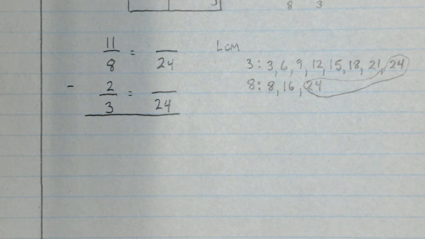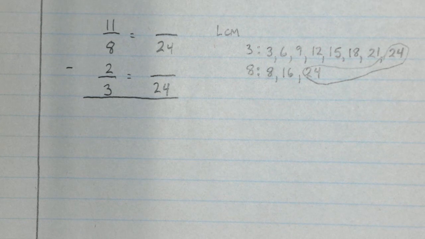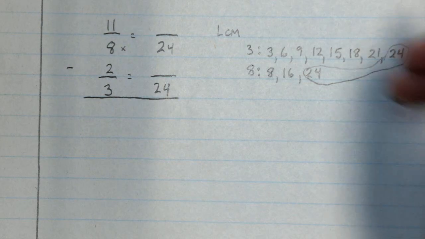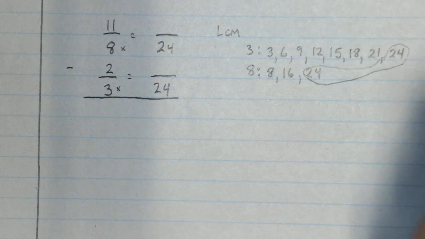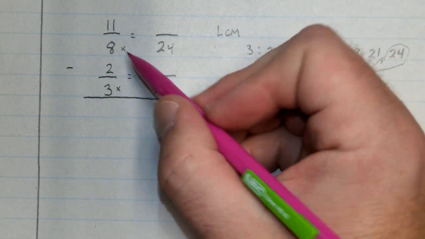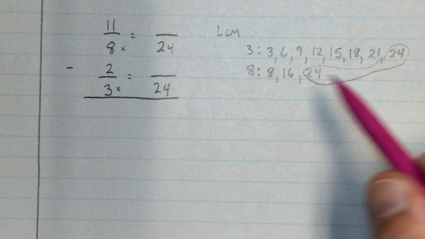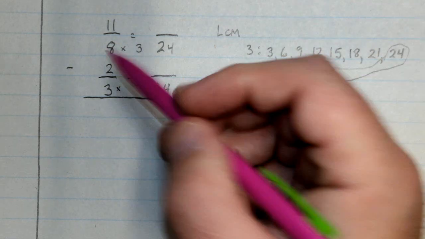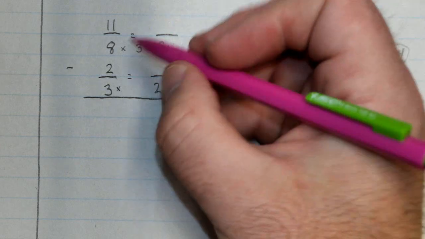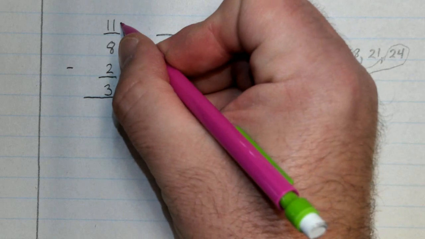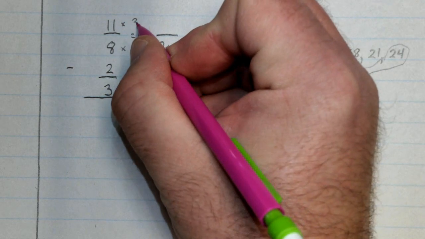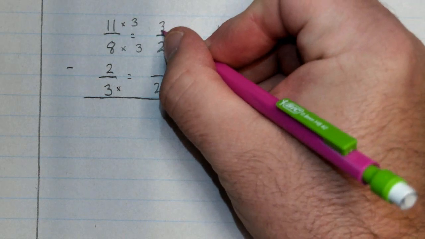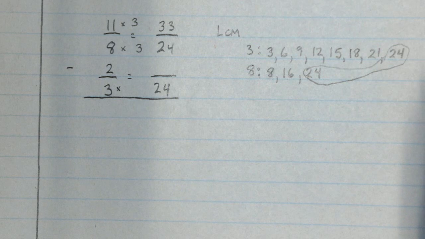We need to write equivalent fractions over 24. 8 times something makes 24. 3 times something makes 24. Okay. 8 times, well, 1, 2, 3. 8 times 3 is 24. And if I multiplied the bottom by 3, I must multiply the top by the exact same thing. 11 times 3 is 33.